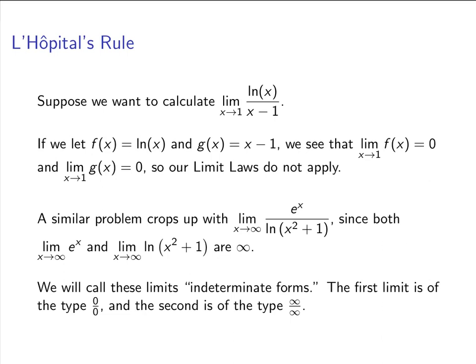The first limit is of type 0 over 0. Notice that I don't want to say that it's equal to 0 over 0. Nothing actually equals 0 over 0. It's of type 0 over 0. The second limit is of type infinity over infinity.